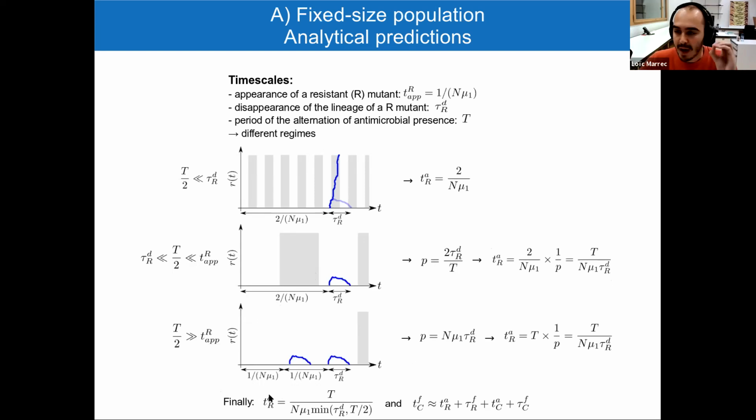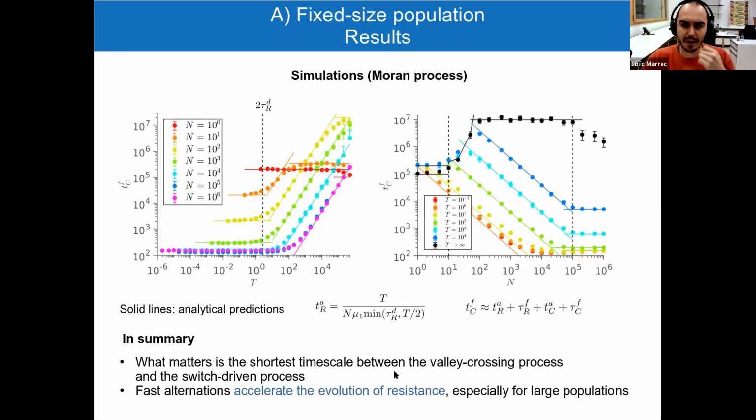Yes, maybe I should say it again. This time is the time at which a resistant mutant appears and fixes in the population. Okay. And so here are my results. On this figure, I'm showing you the total time of full resistance evolution versus the period.